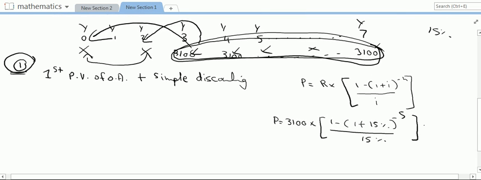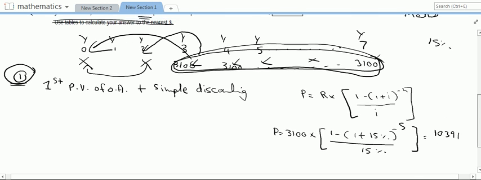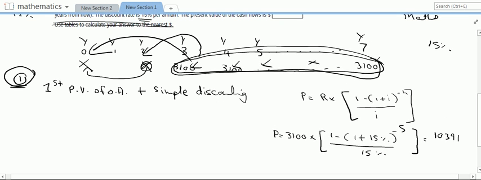If you compute this value, it will be 1.15 power minus 5, 1 minus answer, divided by 0.15, multiplied by 3100, which is 10,391. Now remember, this value is at this spot. We have to calculate the present value, or bring it 2 years back further.